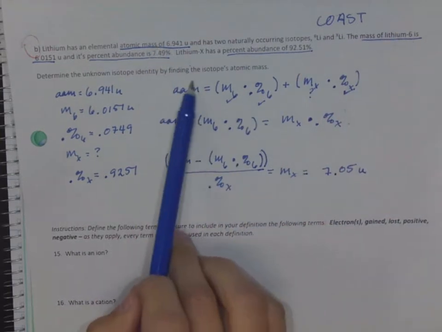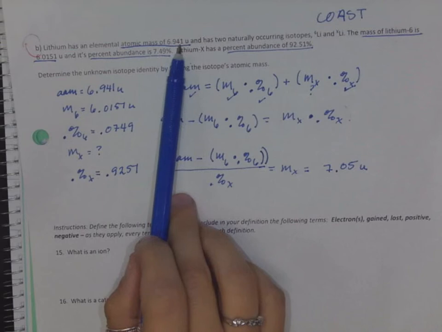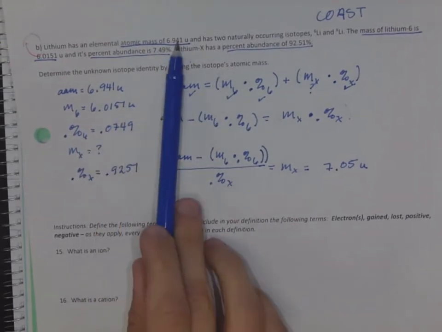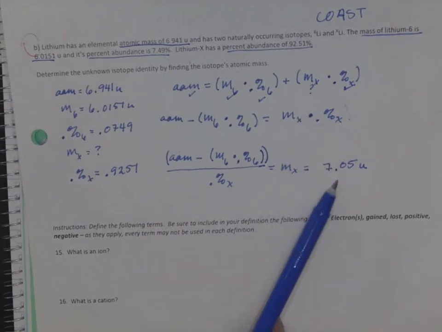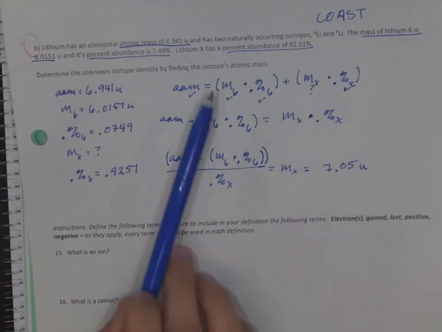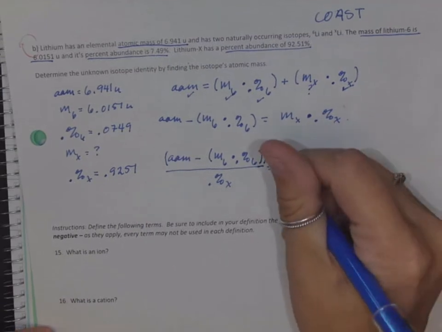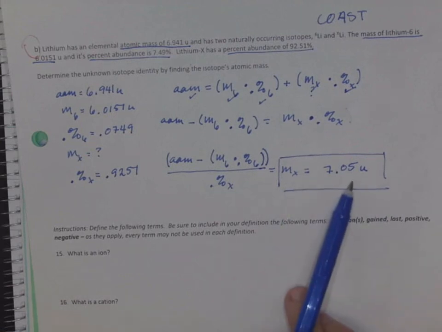Because the average of these two isotopes would be 6.941, and then the mass of 6 here, and so that's below this average, so the other one had to have been above it. But not an unreasonable amount, right? This isn't 70, but 7 would be just above that. So yes, that's a reasonable answer. So I'm going to put a box around it to indicate that that's my final answer. Okay, so that's the method that you would take to solve for the mass of an unknown isotope.